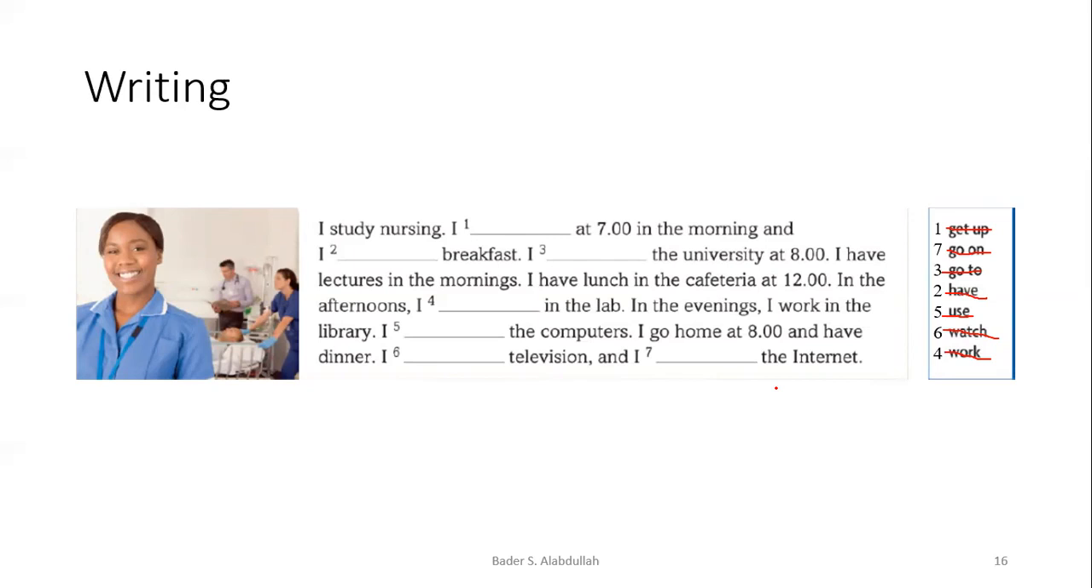Okay, as you can see here, get up is blank number 1. 2 is have. For 3, we have go to. 4, we have work, as we said. I work in the lab. 5, I use the computer. 6, I watch television. And 7, I go on the internet, which is the last one.